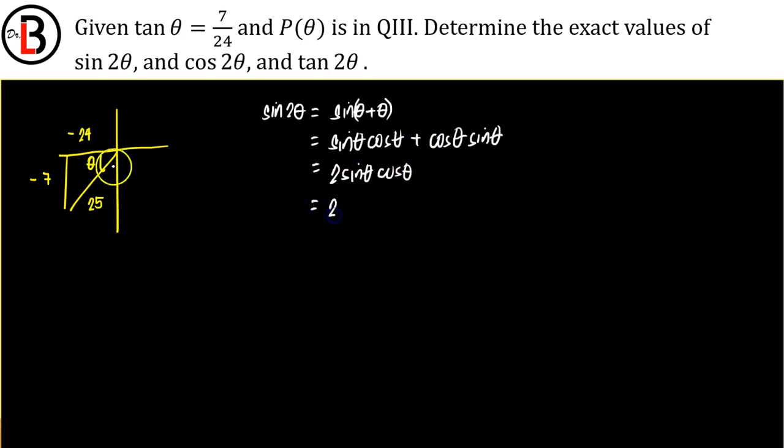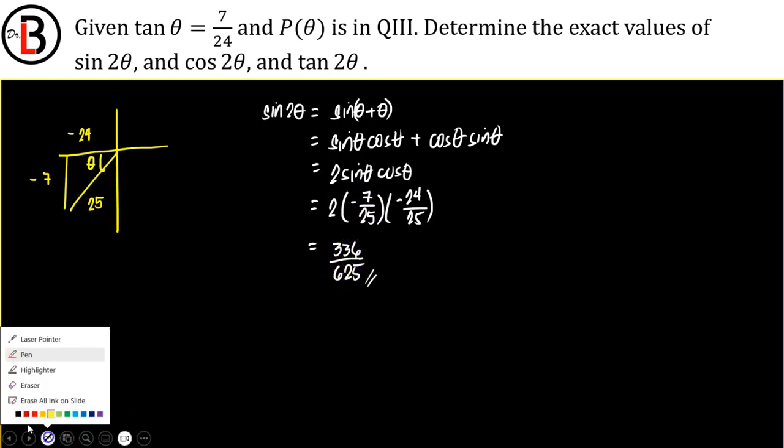It's basically 2 sine of theta, it's opposite over hypotenuse, and cosine theta is adjacent, negative 24 over hypotenuse 25. So 7 times 24 times 2 is basically 336 all over 625. So basically, that's the answer for sine of 2 theta. Let's try the cosine of 2 theta.